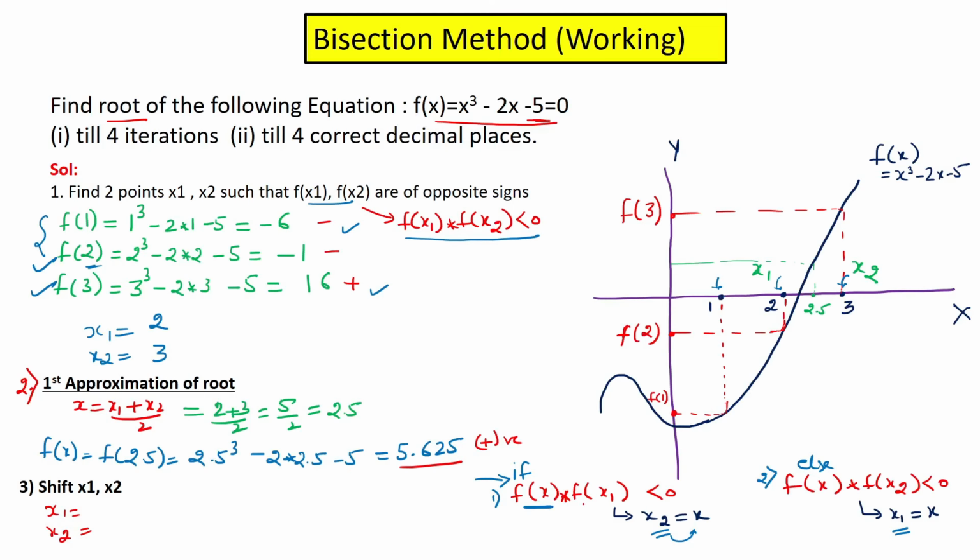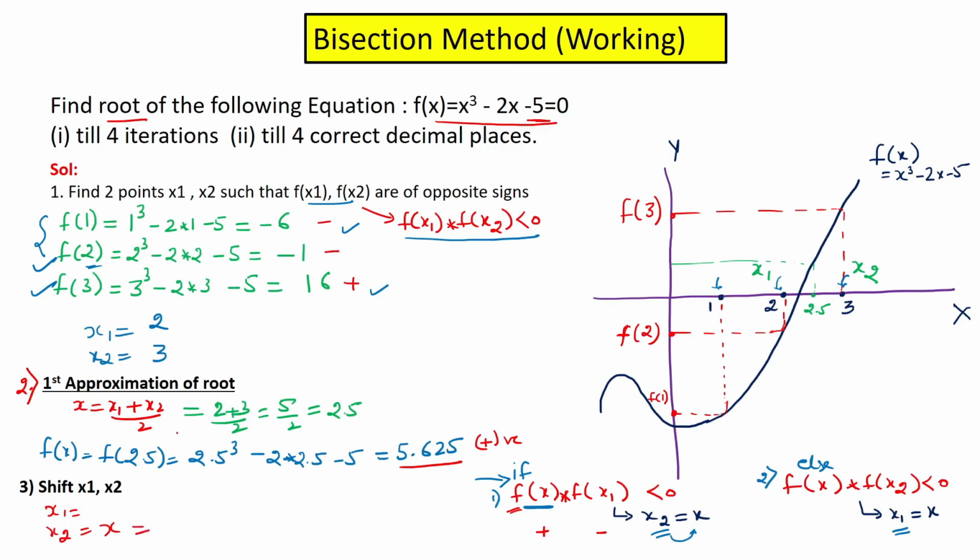So now if you check this condition, f of x, that means this value is a positive value, and f of x1, that is f of 2, this is a negative value. If you multiply a positive and a negative value, you will get a negative value. So whenever f of x and f of x1 are of opposite sign, then only this condition will be true. And the same applies here. As this condition is true, we have to change x2, and I have to shift it to x. So x2 will be changed to x.